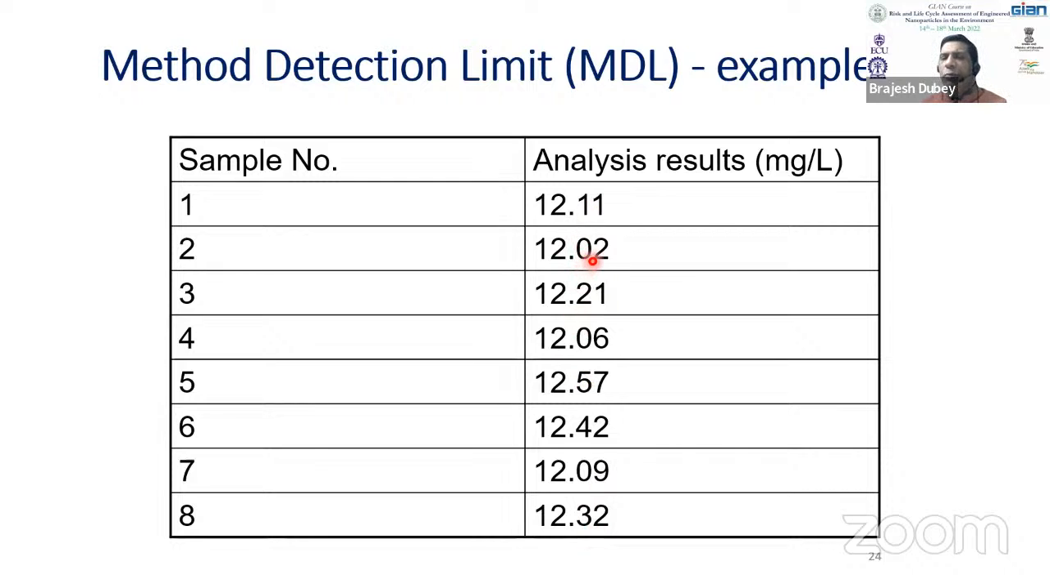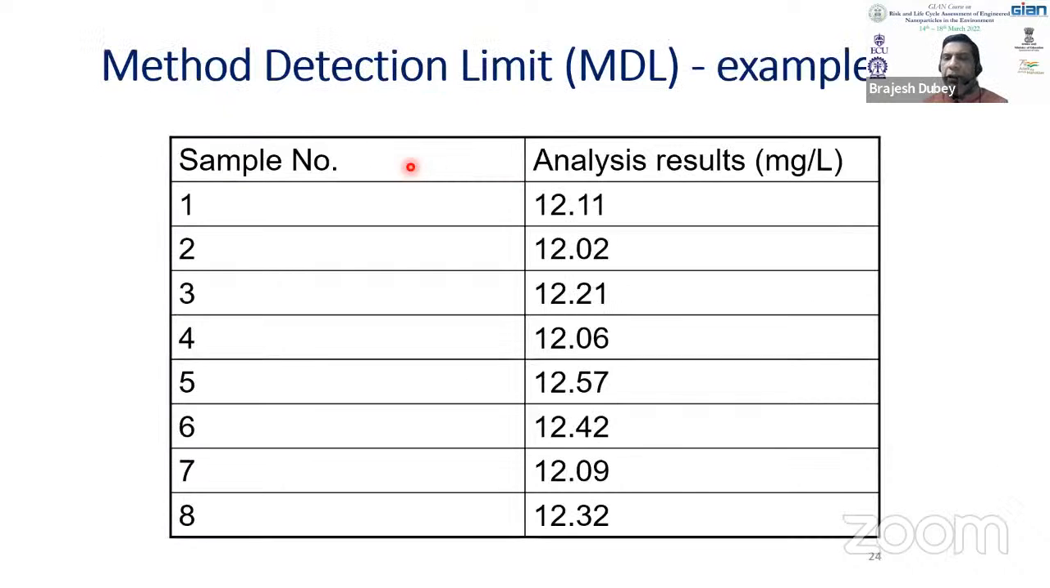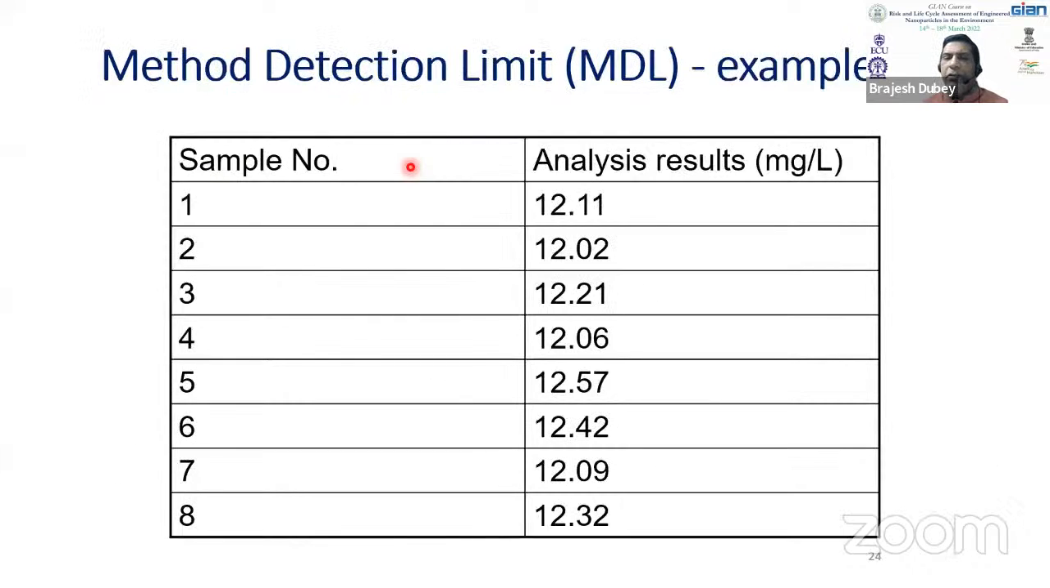So it started from 12.02 to 12.57. That's the range in which we saw the values. This is the same sample run 8 times, and then we have to get what? If you remember, we have to get the standard deviation and the t value. Here n is 8, so n minus 1 will be 7. So we will find the t value for degrees of freedom 7 at the 99% confidence level from the t table from your statistics.